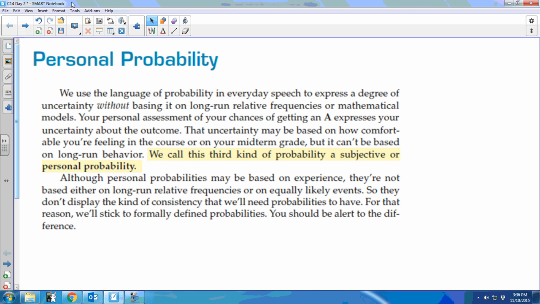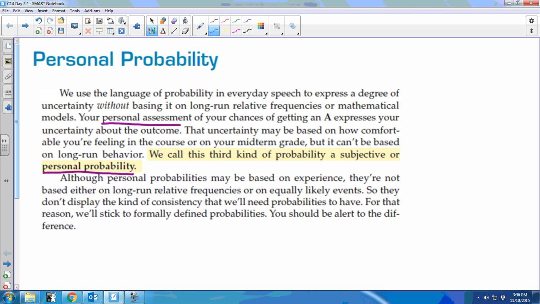We're finishing up chapter 14 today. I just want to mention this quickly because our book mentions it, and just so that you realize, we've talked about probability being based on something in the long run. But if you base your probability on some personal assessment without actually basing it on something that's happened in the long run, then you're using a personal probability and you're not actually using an actual probability.